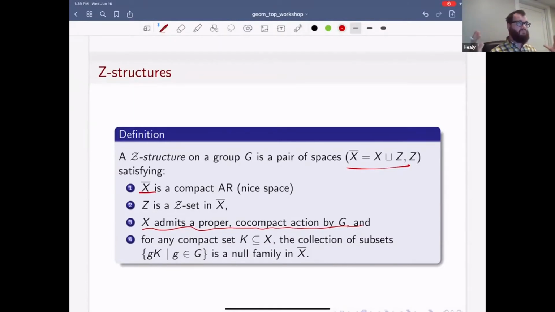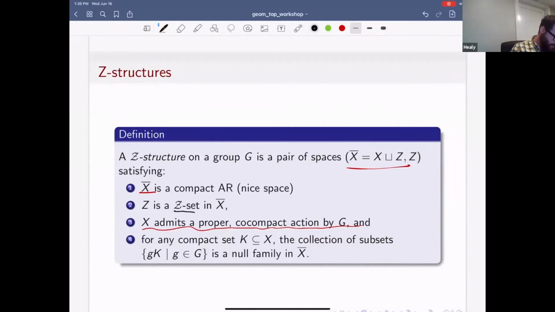Again, AR, just think nice space. When I give this talk to an audience that's purely geometric group theorists rather than geometric topologists, I don't even bother with ARs. I just say, think of a nice space. Think of a space that's very well behaved. The boundary has this homotopy property, the negligibility property from the previous slide. Okay, so you can pull it in.